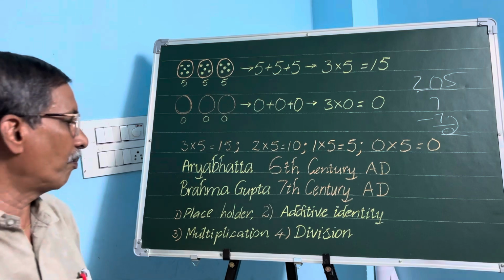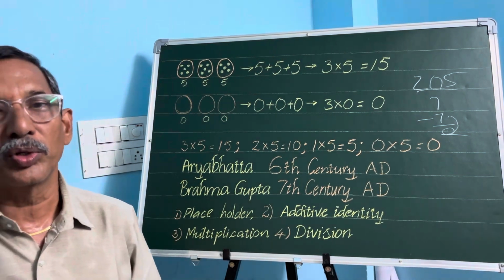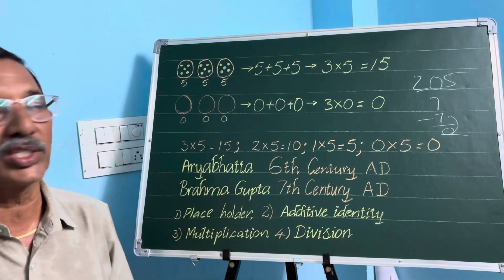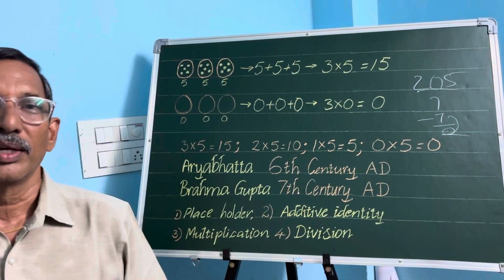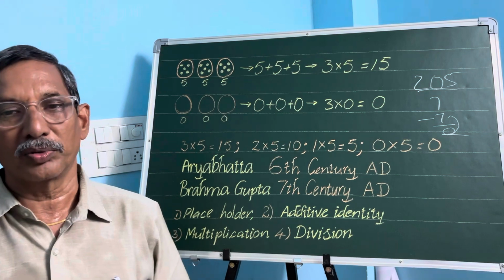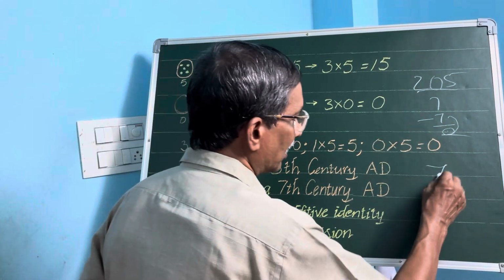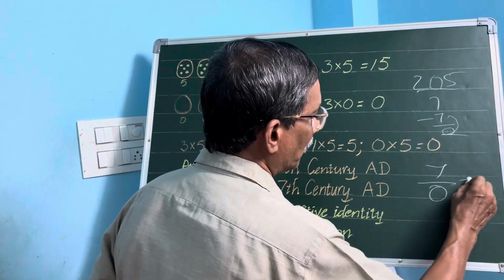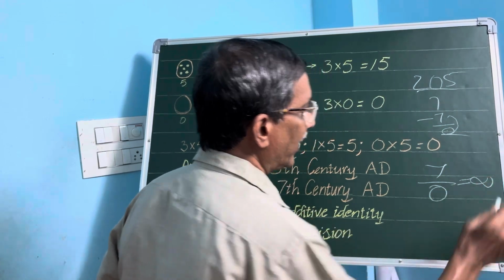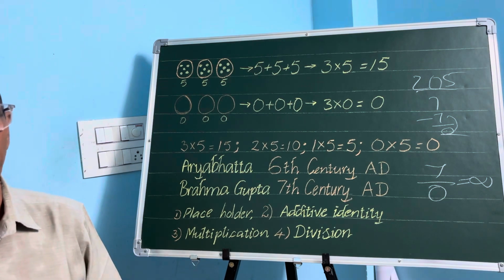Come to the next one, multiplication. When a number is multiplied by 0, it becomes 0. The product is 0, as we discussed. When a number is multiplied by 0, the product is 0. And in division, when a number is divided by 0, it is not defined. Division by 0 is not defined.